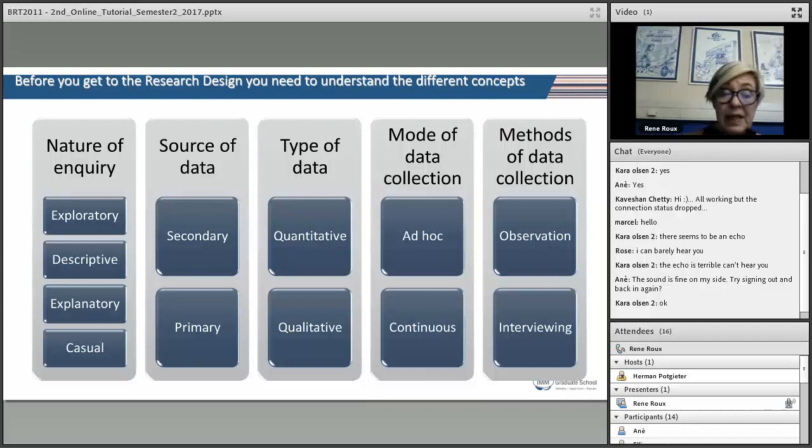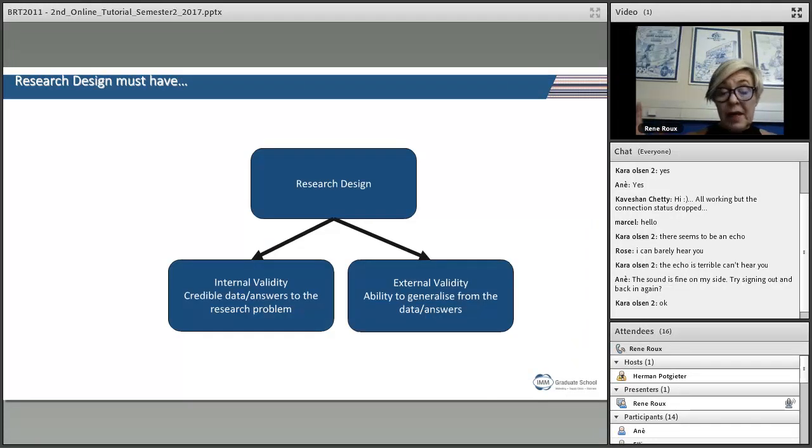So interviewing is physically where you're going to ask someone questions, and observation is where from a distance you look at their behavior, you observe, and you make notes.